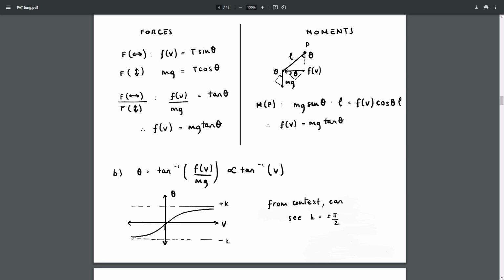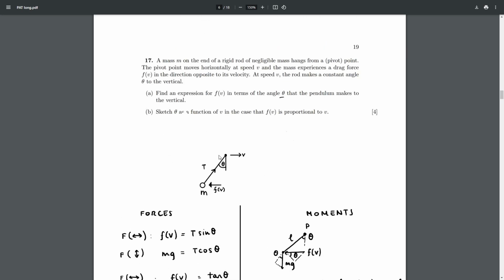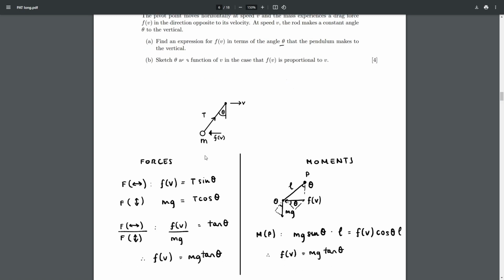So then we can plot this graph here with these asymptotes at plus or minus pi over 2 in this context, because the sign of it will just mean whether it's clockwise or anti-clockwise, or to the left or right of the vertical. And when it gets to pi over 2, we know that's impossible because you can't have a mass supported horizontally, as there will need to be some force balancing its weight. So we can't just have a mass flying horizontally with no upwards force on it.